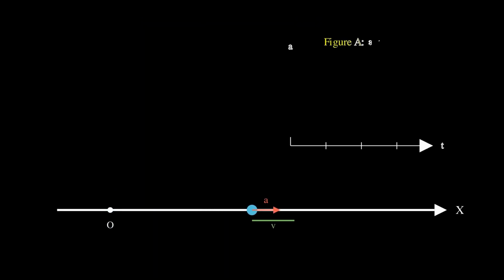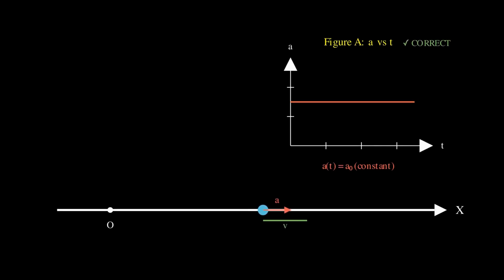Because that push never changes, the acceleration graph is just a straight, flat line above the time axis. No matter when you look, the particle feels the same constant shove. This is figure A and it correctly represents our motion.